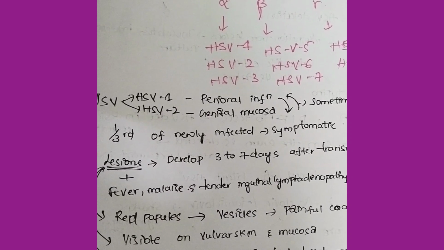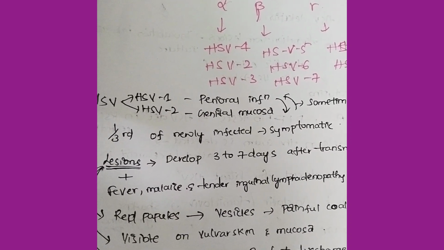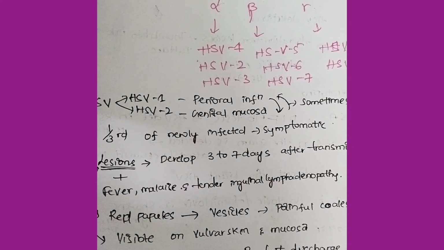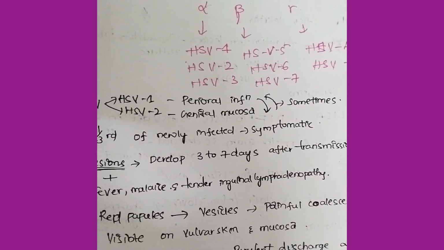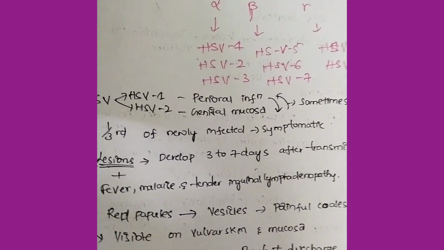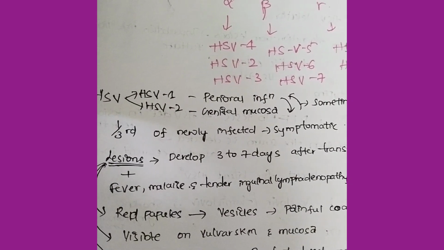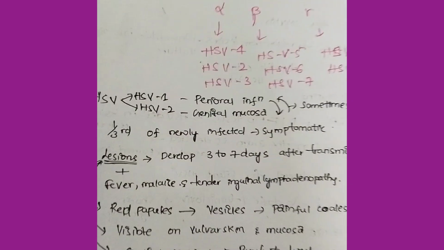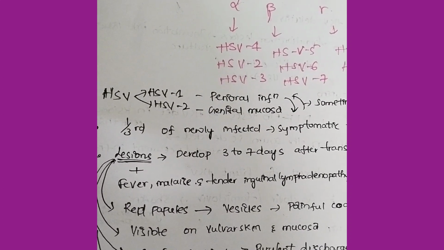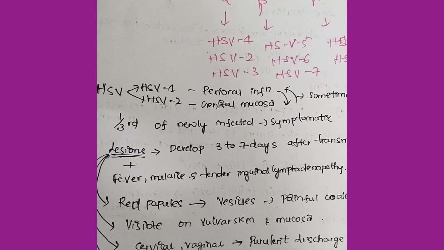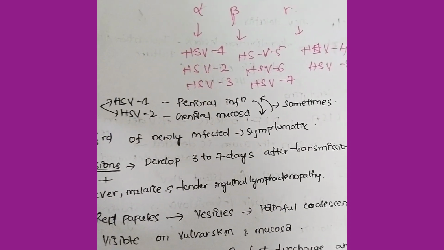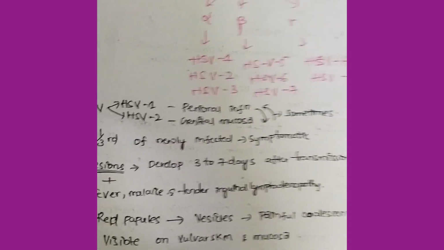These lesions may be associated with systemic manifestations like fever, malaise and tender inguinal lymphadenopathy. At first we will observe reddish papules. These red papules may progress into vesicles, which may further progress into painful coalescent ulcers. These lesions will be visible on the vulvar skin and mucosa, and the cervical and vaginal lesions present with purulent discharge and pelvic inflammation.